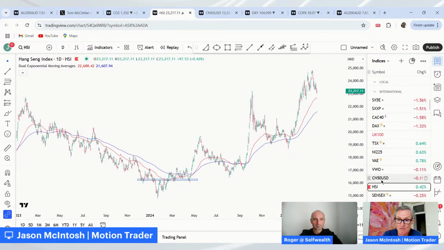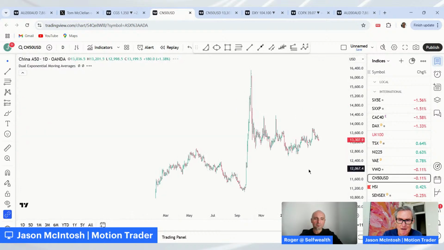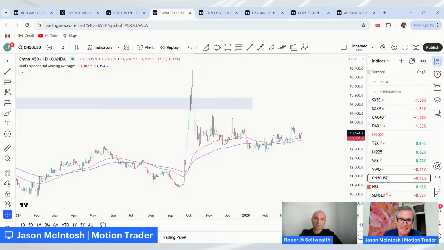It looks constructive. And when we go over to the Chinese market, well, again, it's struggling to hold on to its gains. It had a good up day in mid-March, but since then it's just been grinding back lower. It's right on the 50-day moving average at the moment.